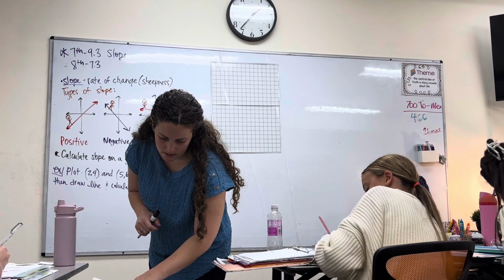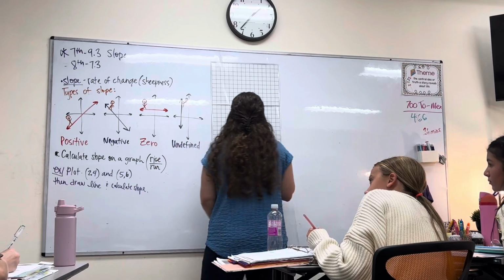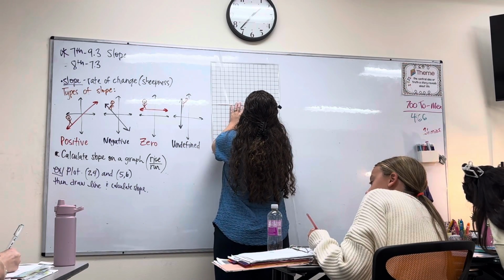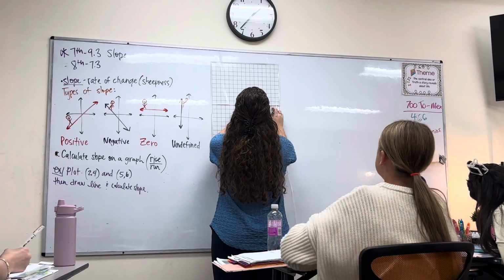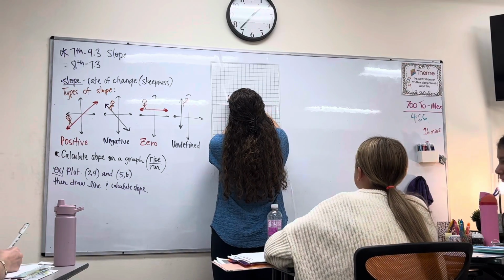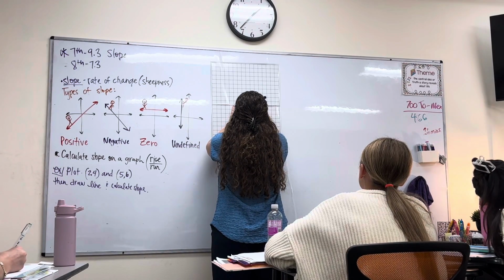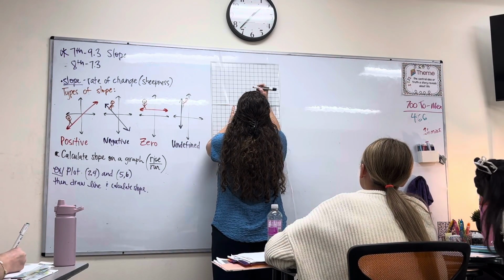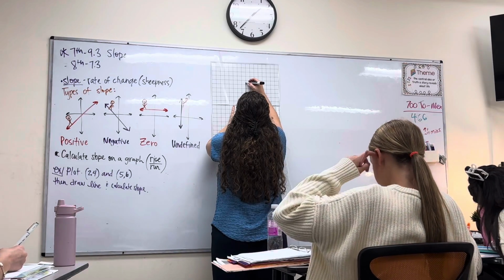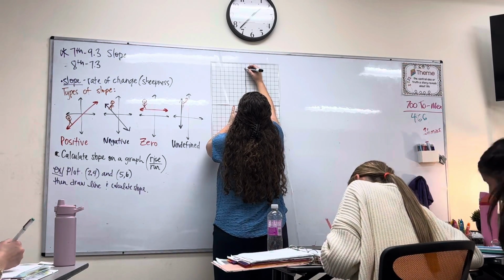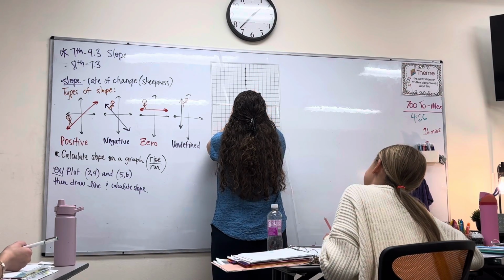Let's take it to 8 on each side. Alright, so this is the origin. 1, 2, 3, 4, 5, 6, 7, 8. We're going to go 8 on each.